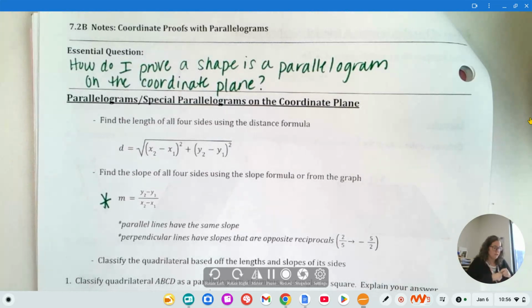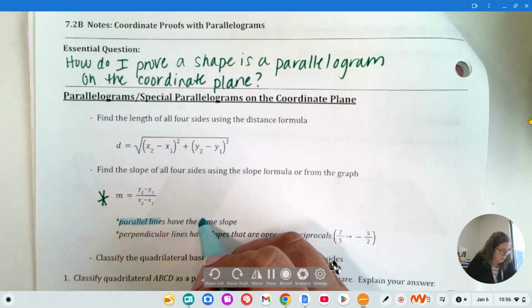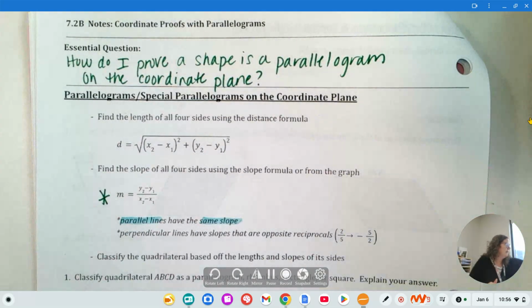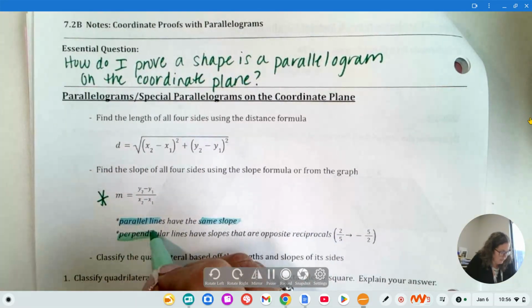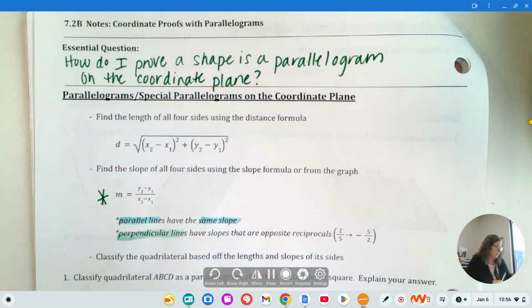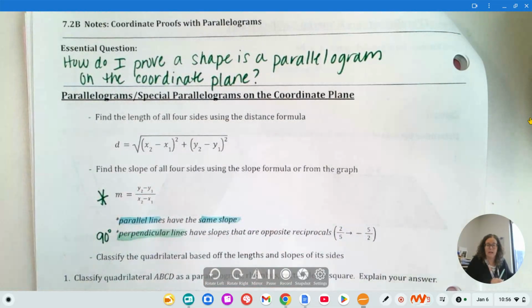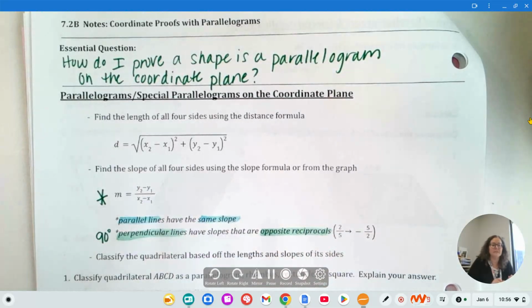That's helpful information to know or to prove if something's a parallelogram. So a couple of things here: parallel lines have the same slope. So that is one thing that we're going to look for, like I said, if the two sides are parallel. And then another thing, perpendicular lines. A quick review: what do perpendicular lines make? They make a 90-degree angle. They have slopes that are opposite reciprocals.